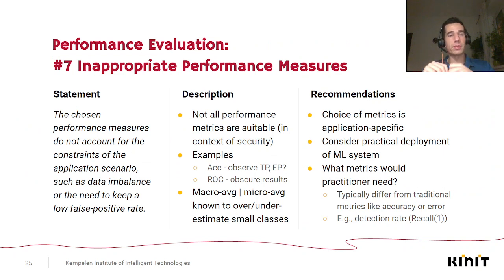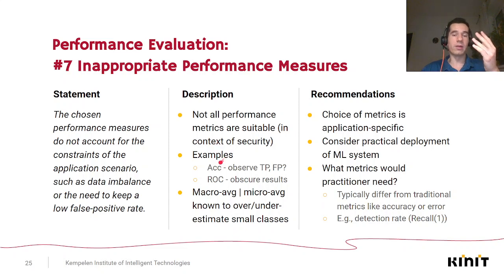Seventh problem, also in the performance evaluation section, is inappropriate performance measures, which means that the chosen performance measures usually do not account for the constraints of the application scenario, such as data imbalance or the need to keep a low false positives rate. So it means that not all performance metrics, especially in the context of security, are suitable for practice.